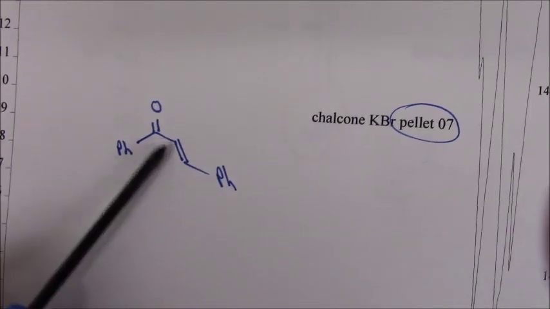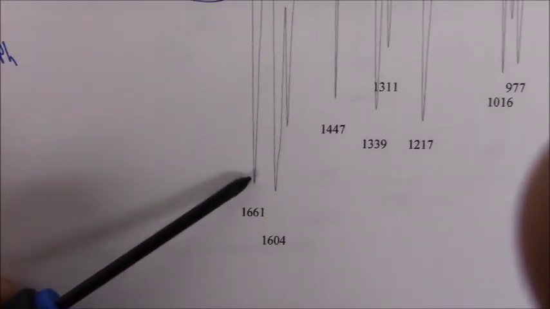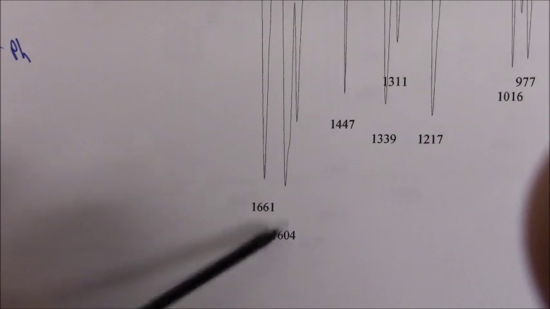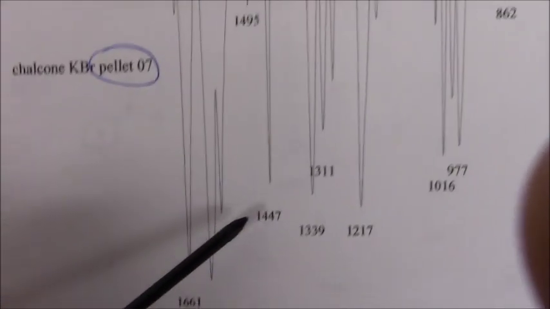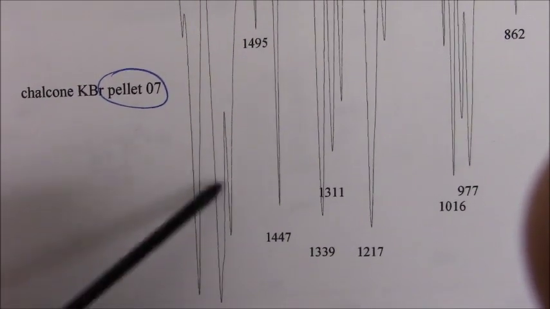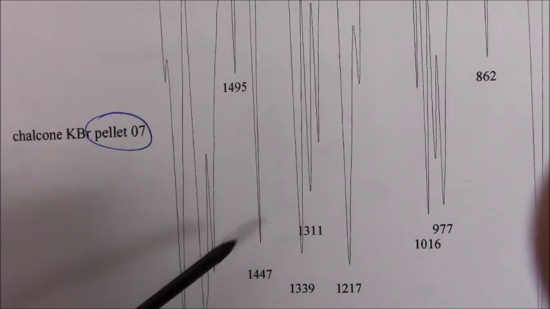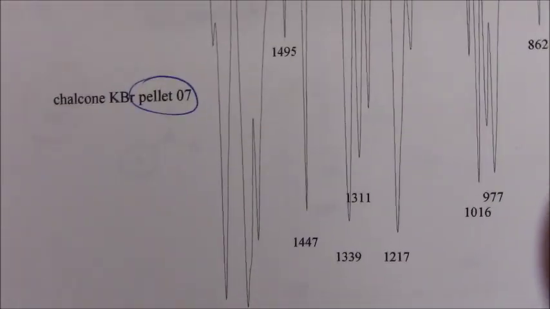1661. So that's going to be this carbonyl with double resonance, the C double bond O stretch. 1604 is very likely to be the carbon-carbon double bond stretch. And then you're going to see right at 1600 this one here along with this one. You can circle those two, the C double bond C aromatic ring stretch.